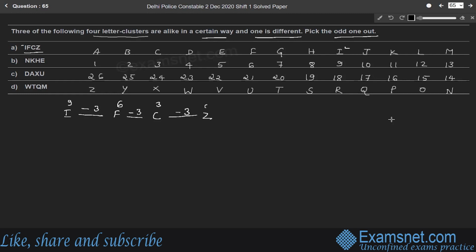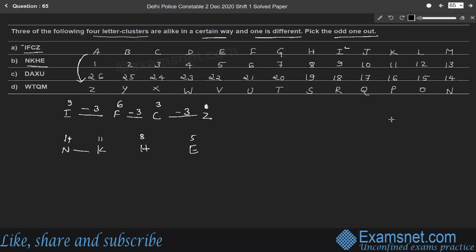So instead of Z, we can write 0, right? In the reverse order. So if A is 1, Z becomes either 26 or 0. So it becomes C minus 3. Whereas next option NKHE. So positional value of N is 14, K is 11, H is 8, E is 5.